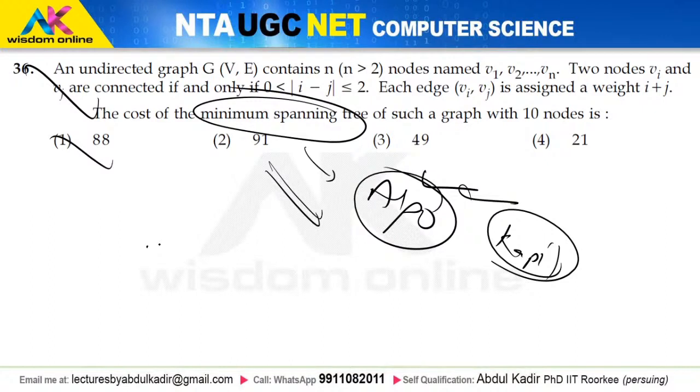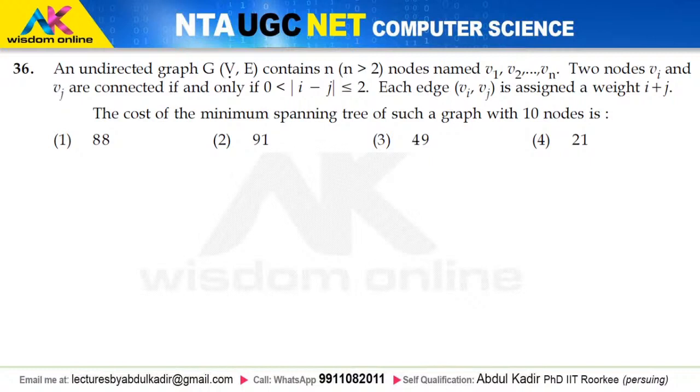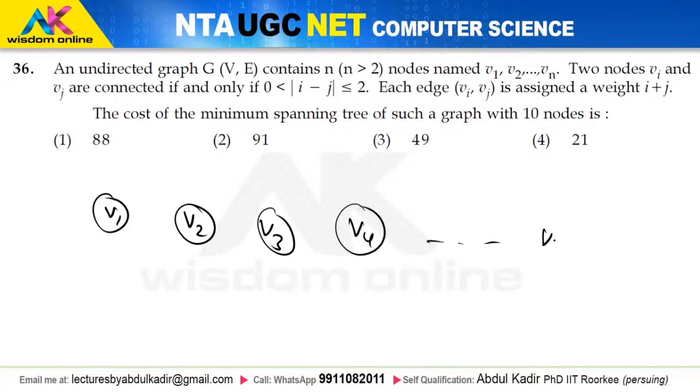You can very easily solve this question. Just make the graph and find the minimum spanning tree. Let me tell you the graph. You have a graph in which the number of vertices is greater than 2, with vertices v1, v2, v3, v4, up to vn. Two vertices vi and vj are connected if and only if |i minus j| is greater than 0 and less than or equal to 2.